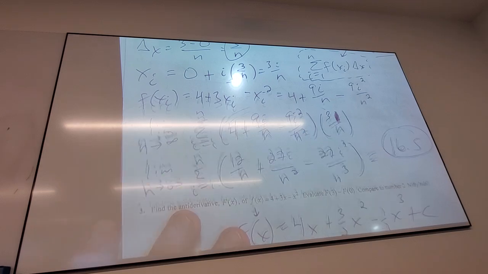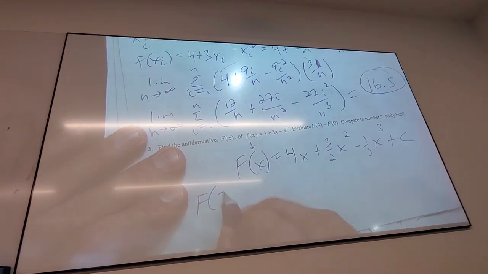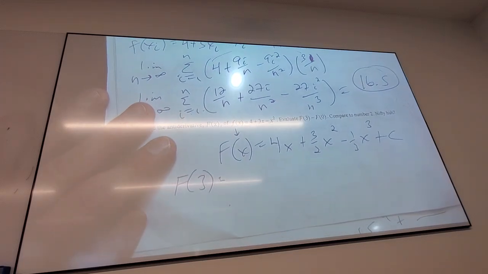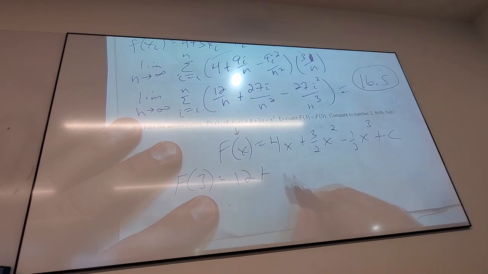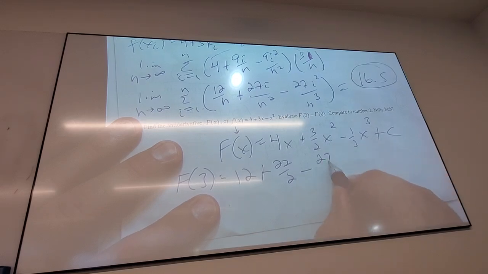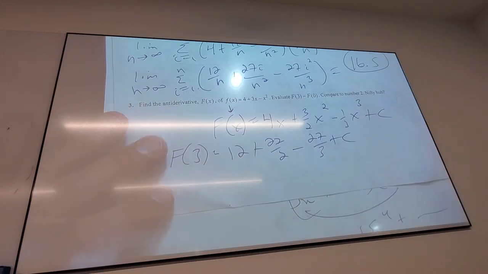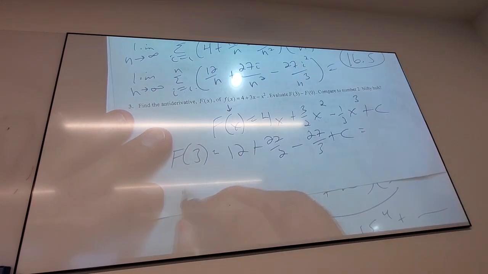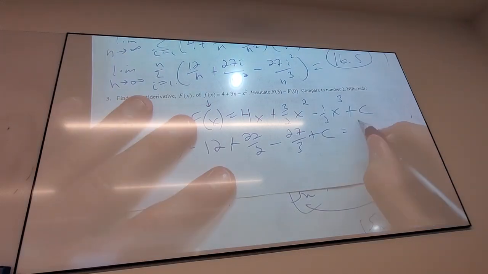Okay. All right, so coming back to this, what is f of 3? 4 times 3 is 12. Sure, 12 plus 27 halves, good, 9 times 3, 27 halves, minus 27 thirds, yes? Plus C, is that cool? All right, and that's whatever. Well, let's see, what would that be? 12 minus 9, 3 plus 27 halves is 33 halves.